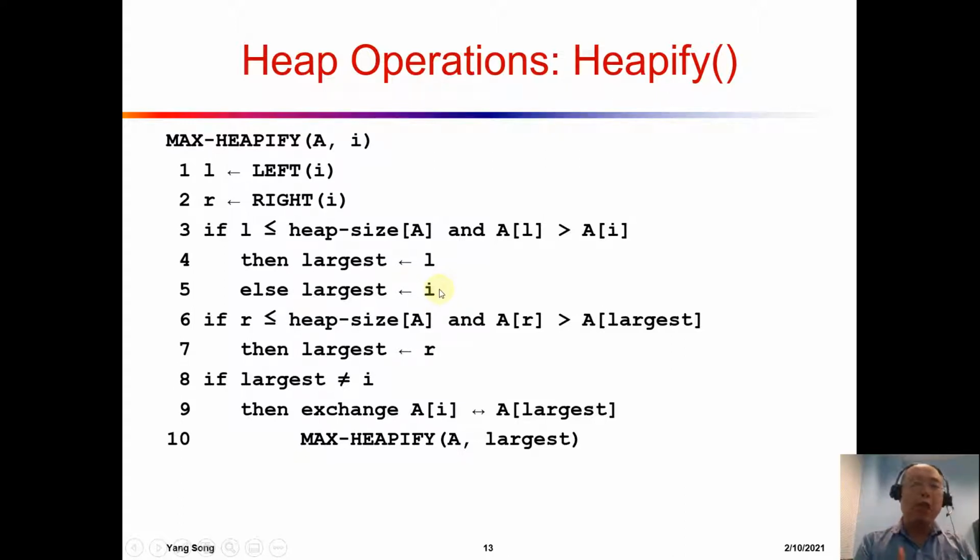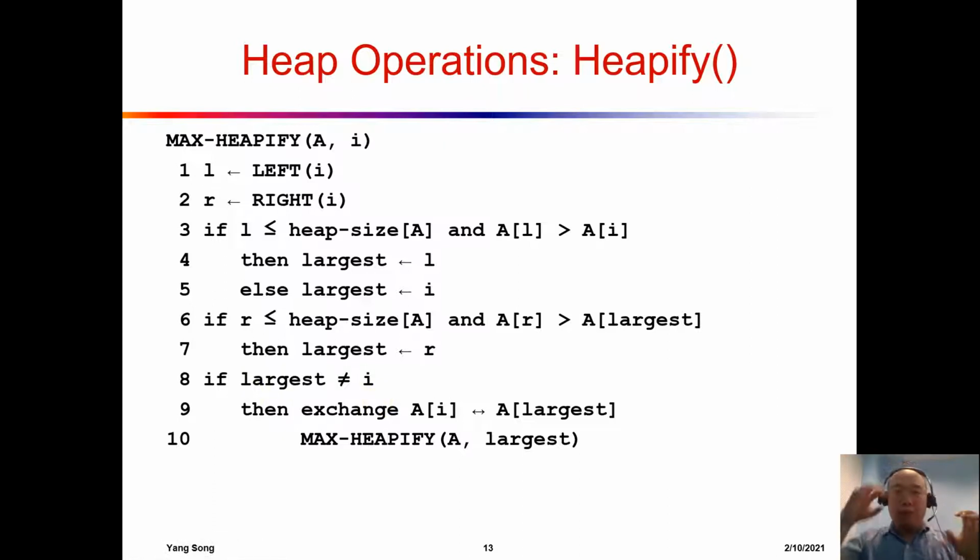For the right child, we want to do the same thing. We first check whether the right child is indeed a valid node in the heap. If it is, we check whether the right child is greater than the current largest. If the right child is even larger than the current largest, then we update the current largest to R. Anyhow, we are recording the current largest to be really the largest value among the three, the I, the L, and the R, right? And then if the largest is not the parent, not I, what do we do?